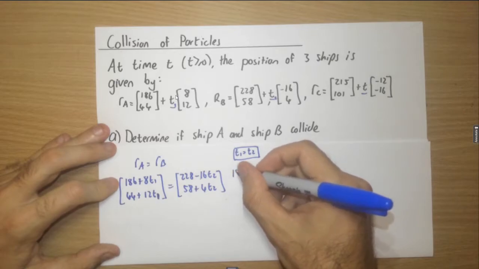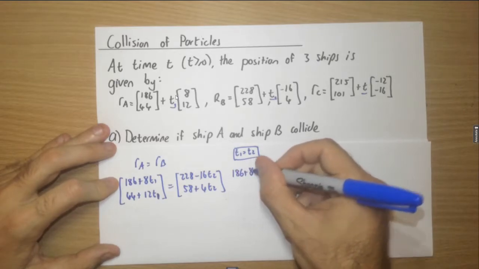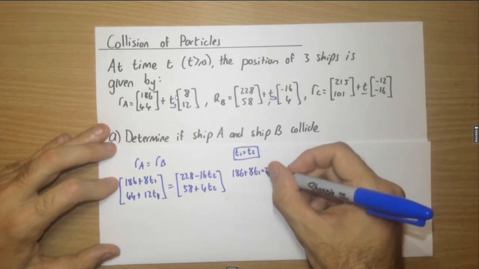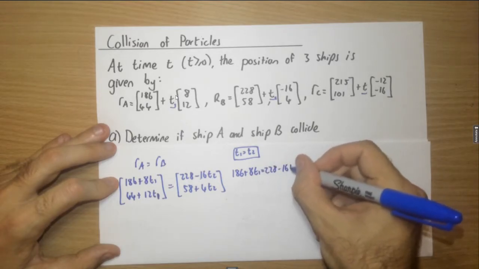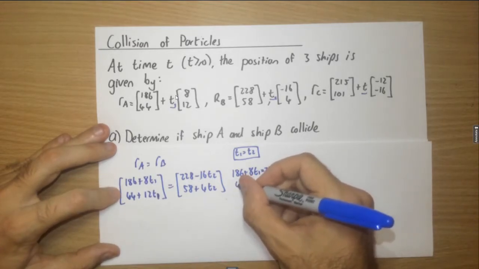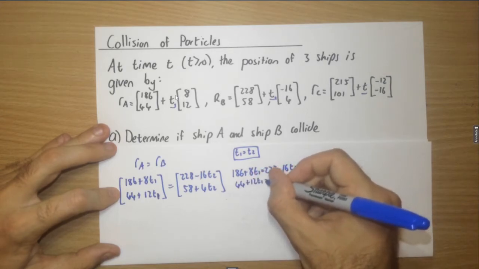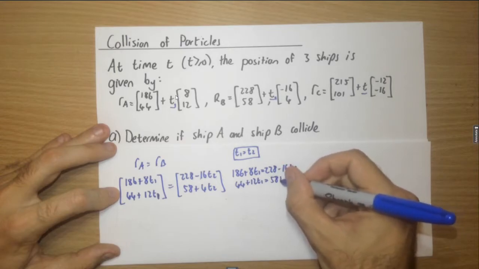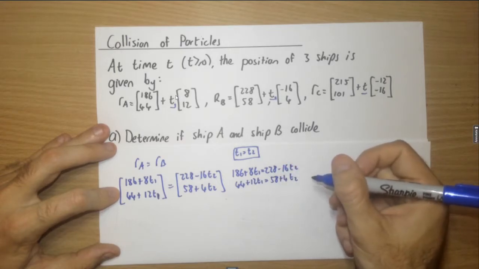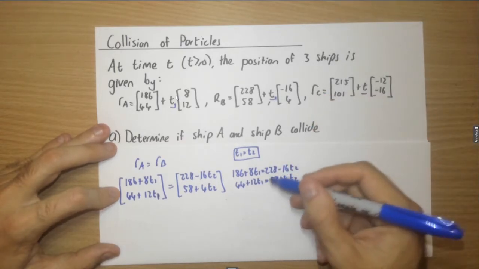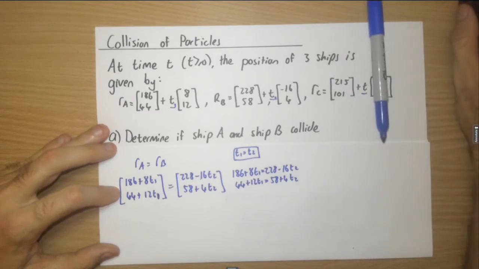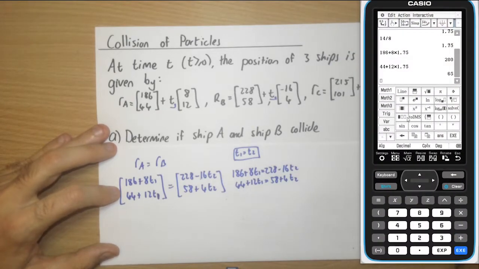Alright, so we'll do the same thing. We'll do 186 plus 8t1 equals 228 take away 16t2, and we've got 44 plus 12t1 equals 58 plus 4t2. And then we can solve these again simultaneously. I'm not going to go through that process. I'm just going to use the class pad quickly.